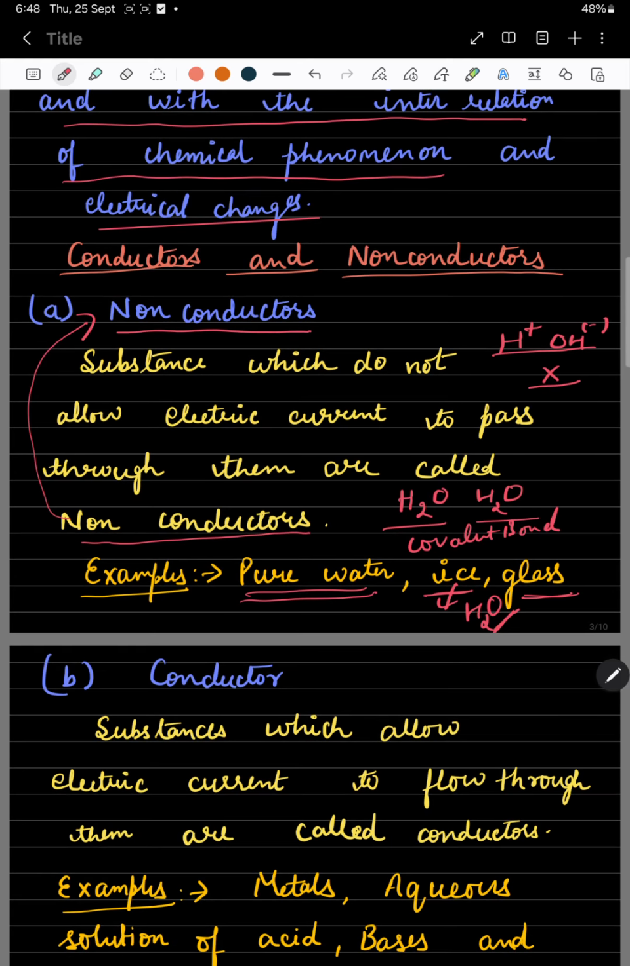Simply, the glass we can easily understand. Glass is also the same type of material. It doesn't have any capacity to pass the electricity through it.